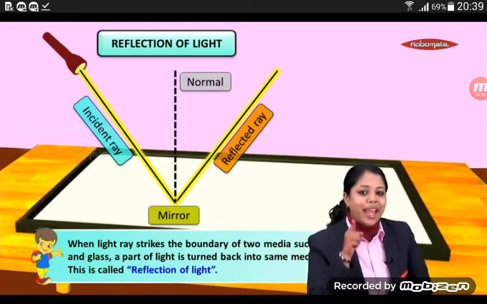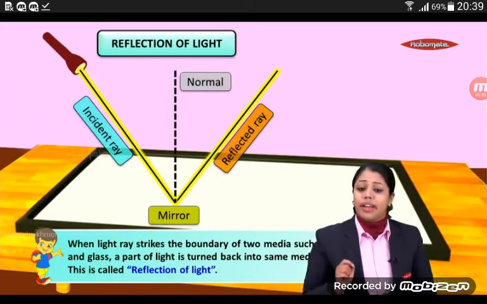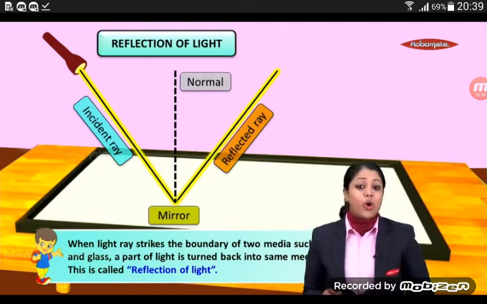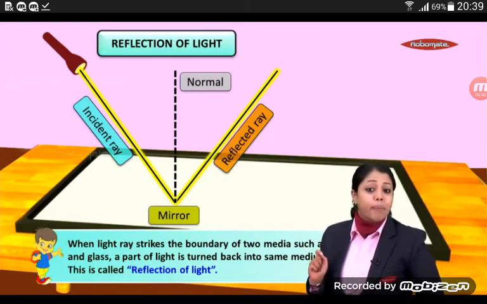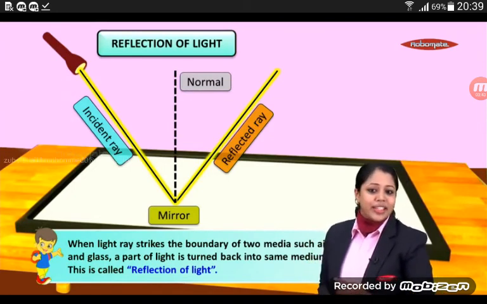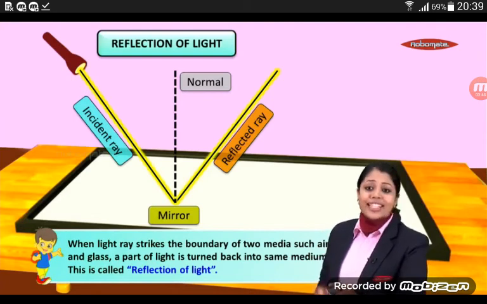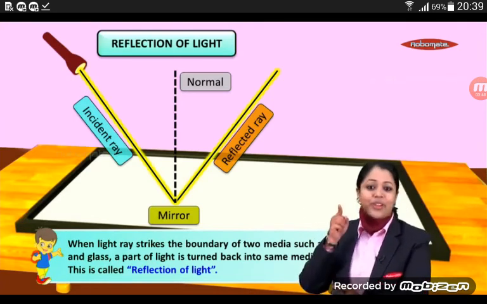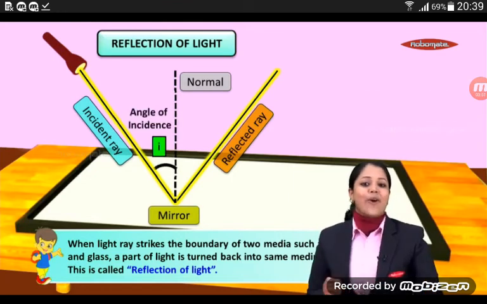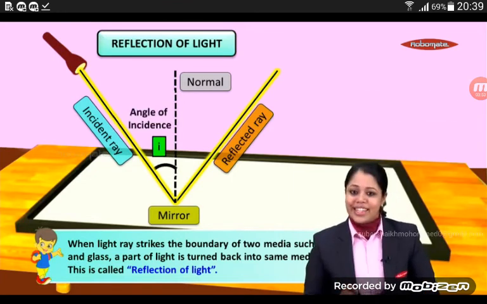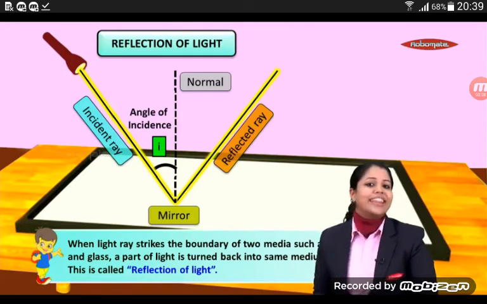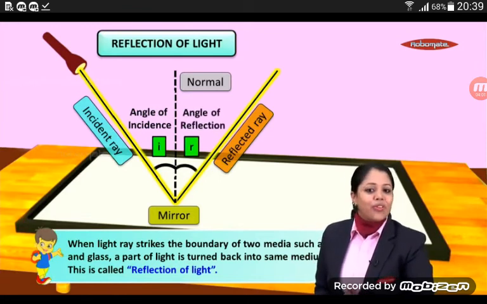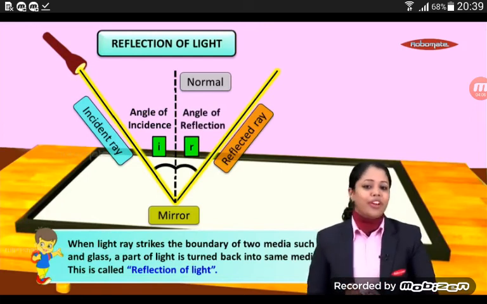Now students, I make a perpendicular to the mirror, and the perpendicular to the mirror is called the normal. This is a new term for you all. Normal is the perpendicular to the surface. Now if you observe carefully, there is an angle made by the incident ray and the normal, and that angle is called the angle of incidence. Similarly, there is an angle made by the reflected ray and the normal, and that angle is called the angle of reflection. So we have two angles, angle of incidence and angle of reflection.